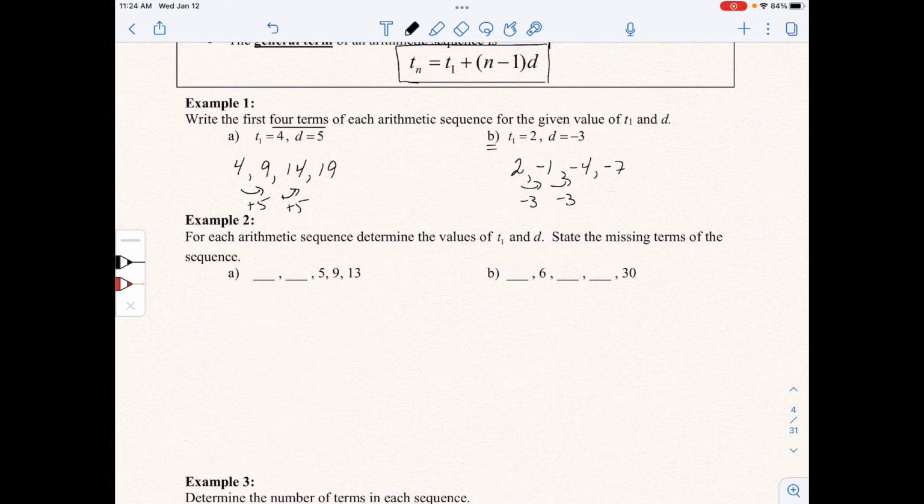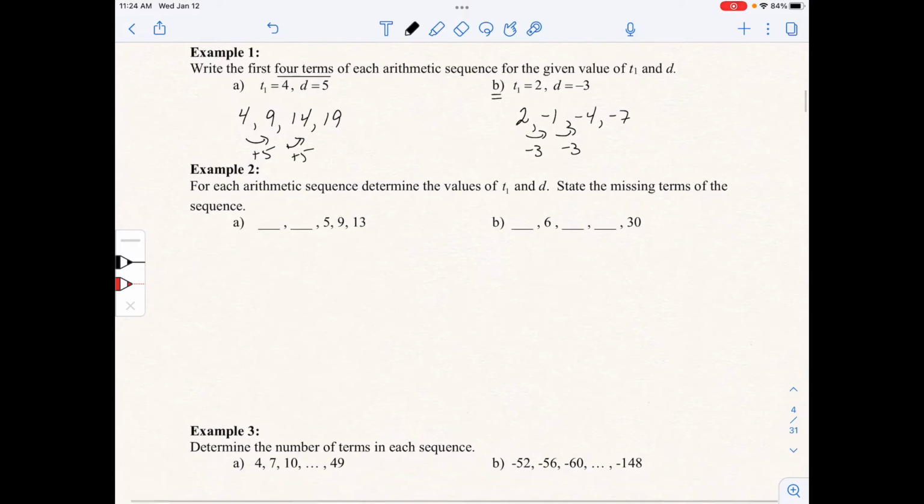Example 2 says, for each arithmetic sequence, determine the values of T1 and D and state the missing terms of the sequence. So for this first one, I can see, because there's some consecutive terms there, that my difference is 4, right? We're adding 4. So we're just going to go in the other direction. We're going to subtract 4, which means I've got a 1 and a -3. Okay, so T1 is -3, and our common difference is 4, right? From left to right, we're adding 4.